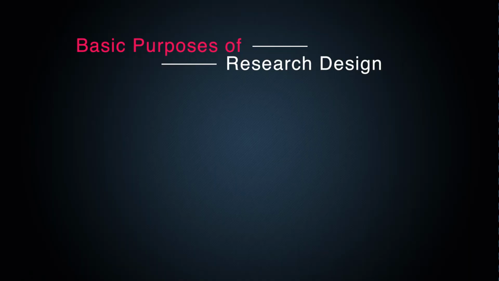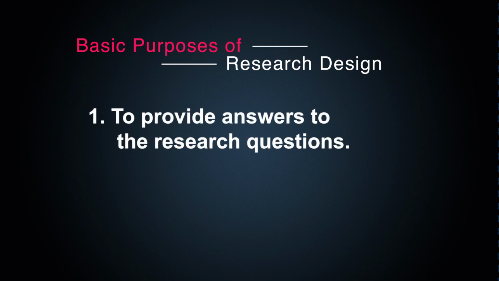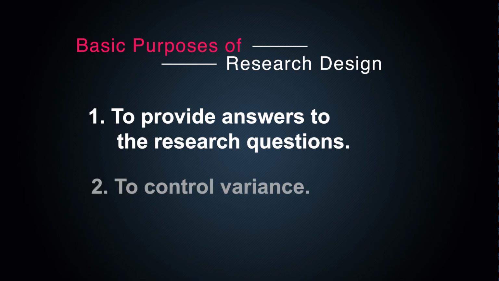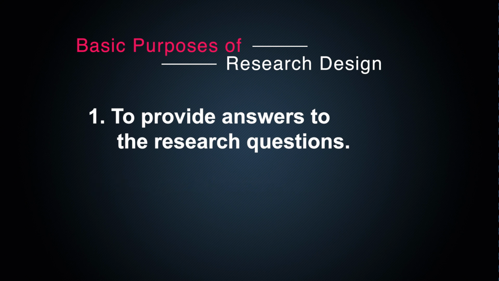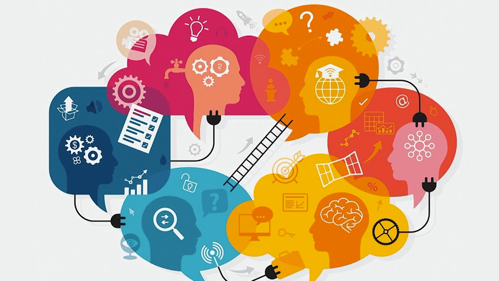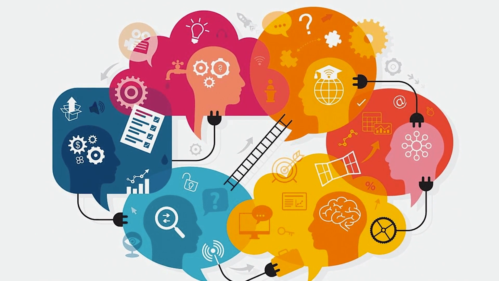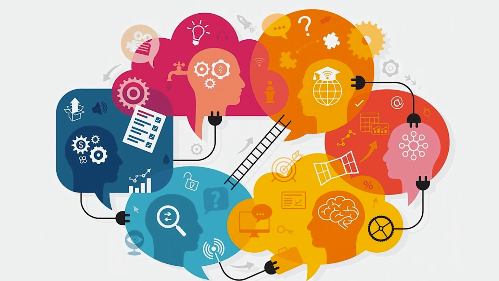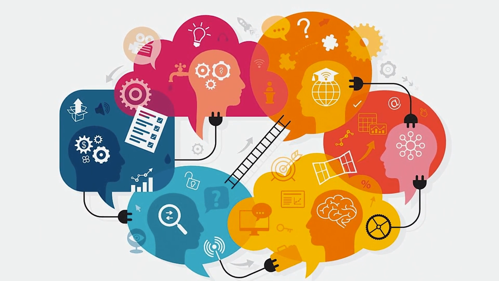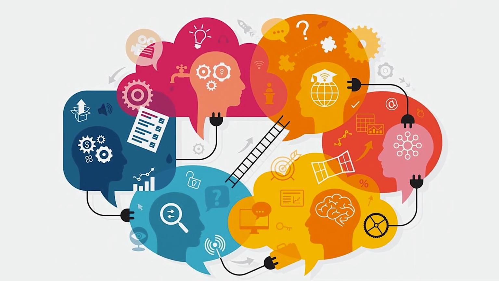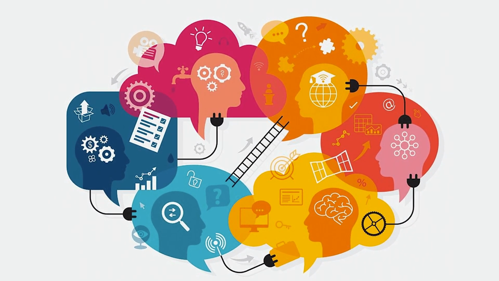Now, what are the basic purposes of research design? We can derive two basic purposes. The first one is to provide answers to the research questions. Second, to control variance. Indeed, these research purposes are achieved by the researcher himself, not by the research design. So, the first purpose, a research is designed to enable the researcher to arrive at an objective, accurate, valid and economic solution of the given problem to the maximum possible extent.